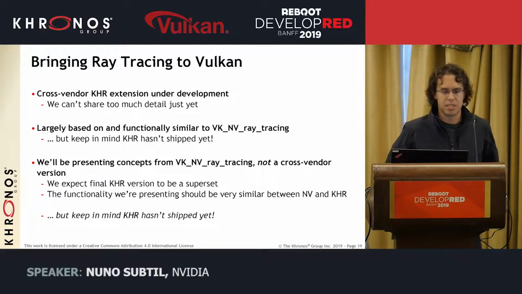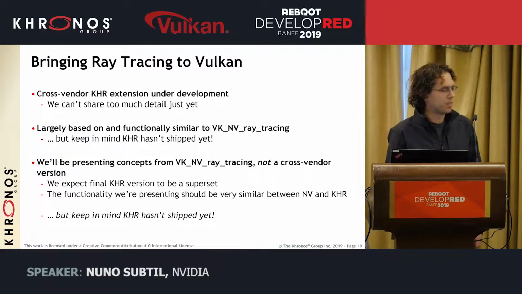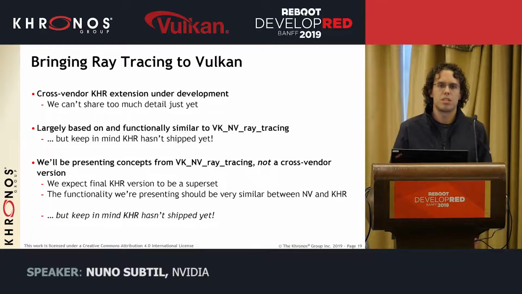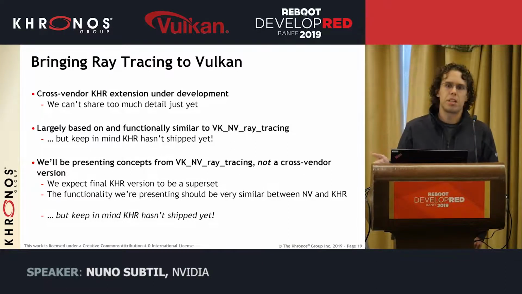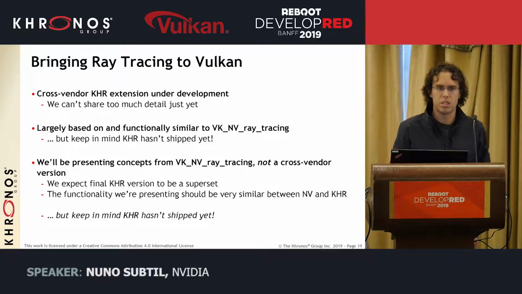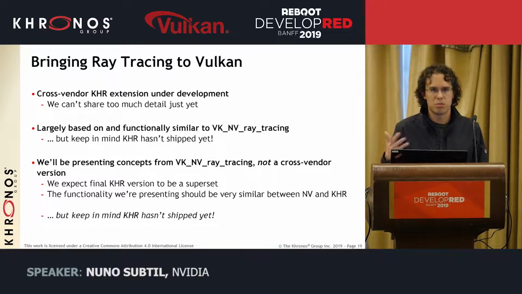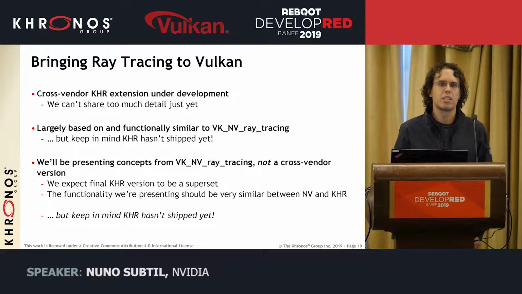However, we can say that the current version of the extension that is in development is largely based on and functionally similar to the NVIDIA vendor extension. So we're going to use NVIDIA ray tracing as a proxy for what the cross-vendor API is going to look like, without revealing specific details on the cross-vendor API itself. Now, keep in mind, the cross-vendor API hasn't shipped yet, so things could change. Although the fact that we're here talking about this means we're fairly confident there's a low likelihood of that happening, things could change along the way, so keep that in mind.